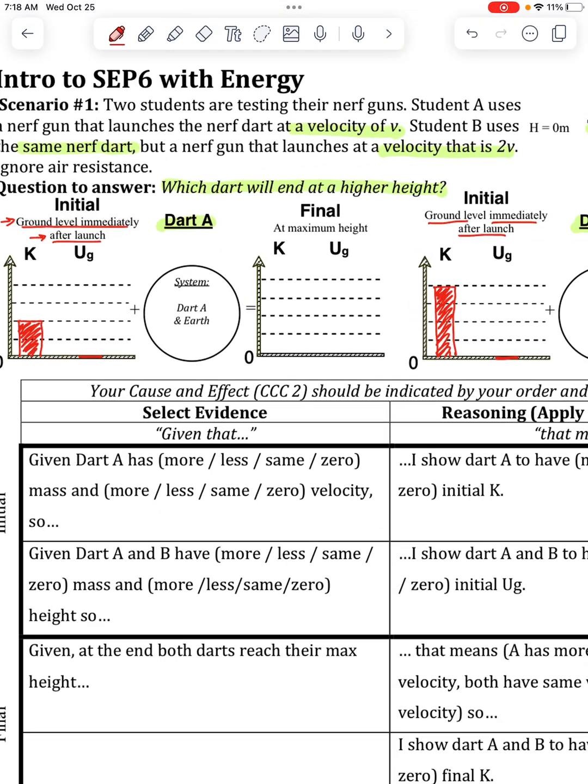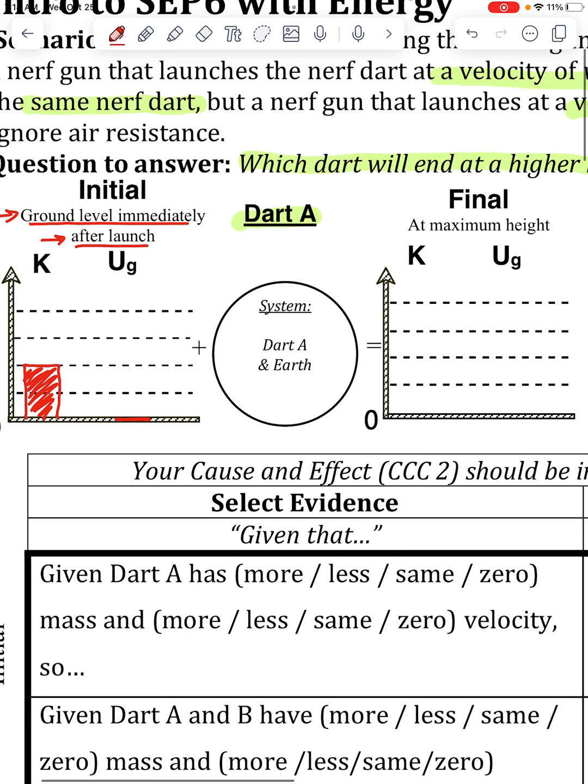So let's take a look at the final for dart A. It says at a maximum height. Now there is something implied there that we need to remember from kinematics, from unit 1: at the maximum height, what's the velocity of the dart? And the answer is 0. So we can write ourselves a little note that this is a velocity of 0. That's a code word meaning that it stops. And so at the maximum height, there is no kinetic energy. So all the energy I had at the beginning that was K has now transformed into UG. And so I'm going to shade this in.